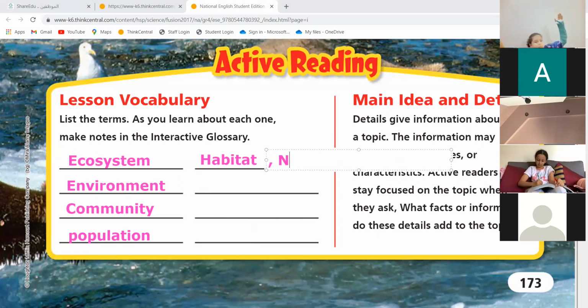After that, not only a habitat but also a niche. What's a niche? Who can tell me? Maria, what's a niche? Niche is every organism in a habitat has a role or niche. What do they mean by has a role or a niche? Every animal in their habitat has something to do. So they have a role to play. They have a job to do. This we call niche, okay?